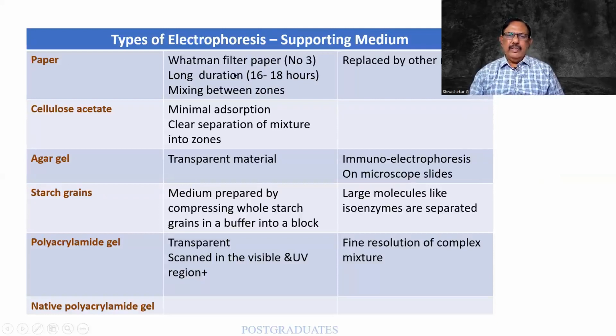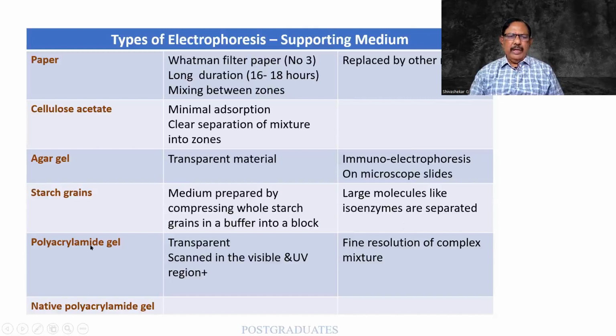Paper electrophoresis takes a very long time and there is a mixing between the zones. It has been replaced by other media. Cellulose acetate, there is minimal absorption or sticking and a clear separation. Good. Agar gel, a transparent material used for immunoelectrophoresis on microscopic slides. Starch grains, prepared from whole starch as such. It is used for larger molecules like isoenzymes.